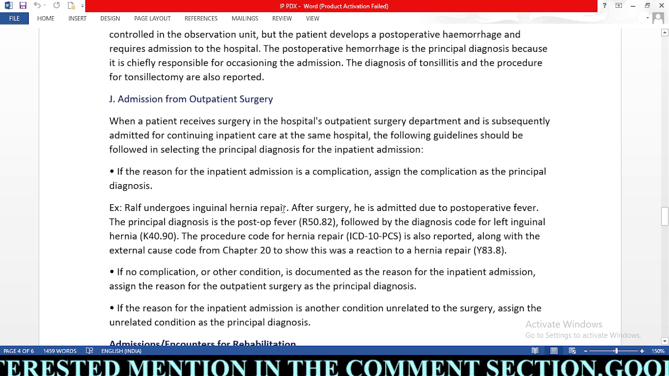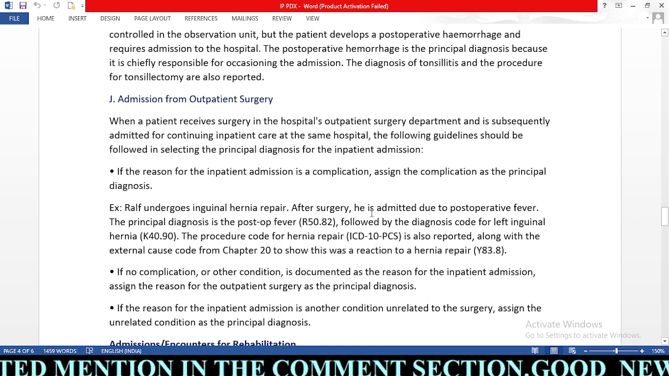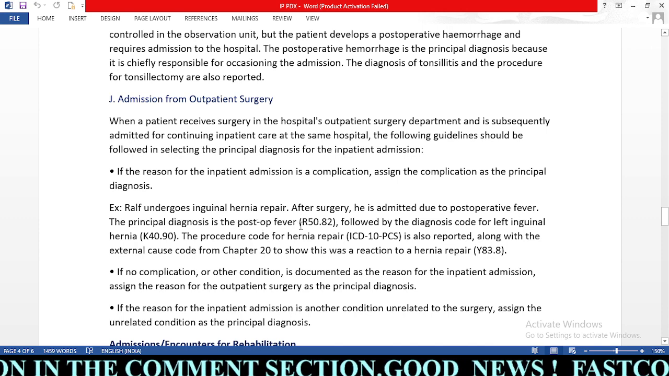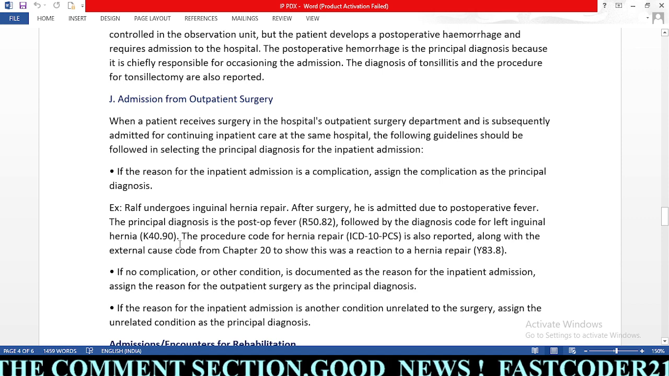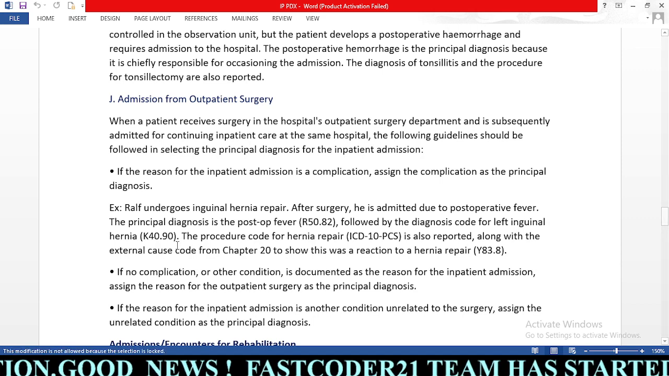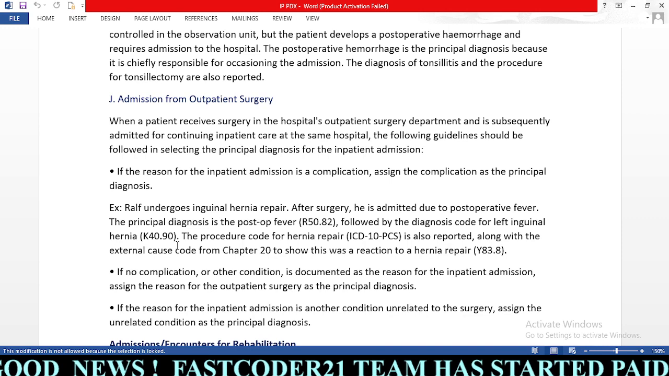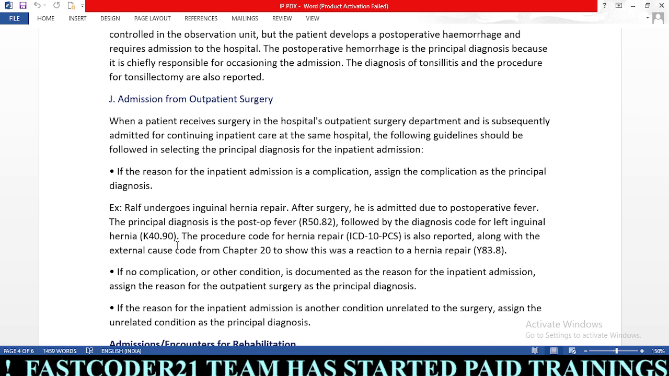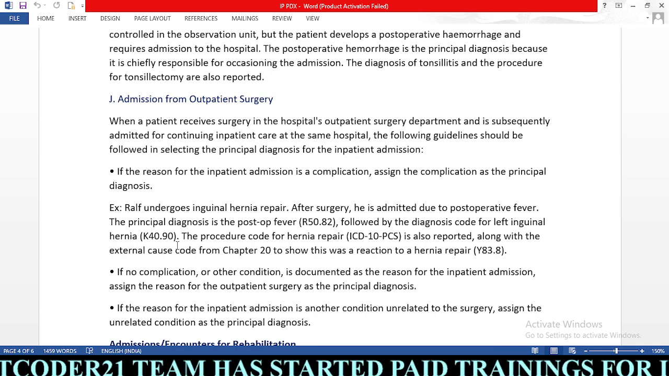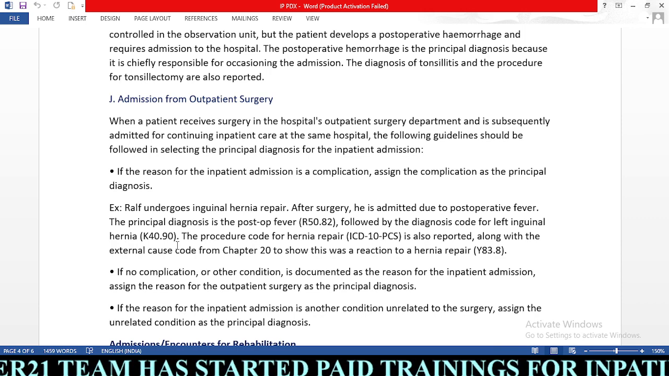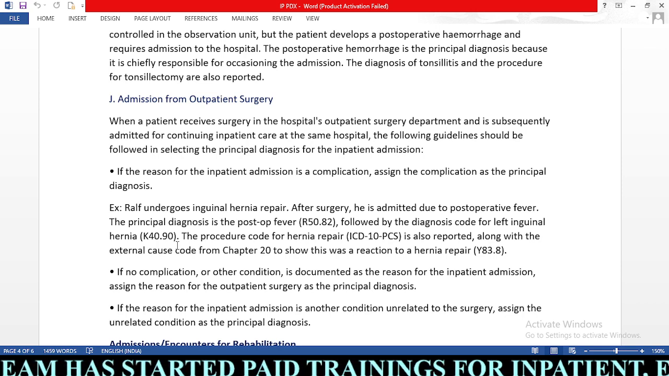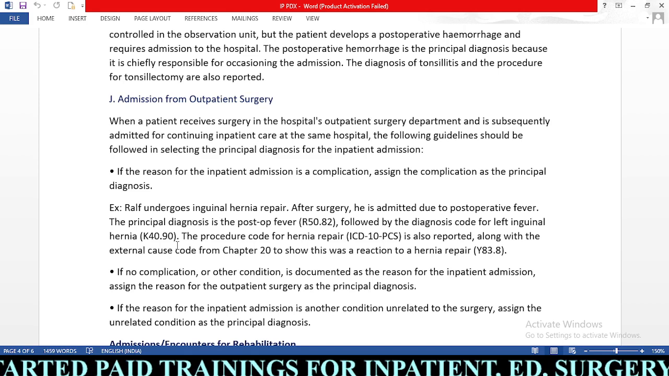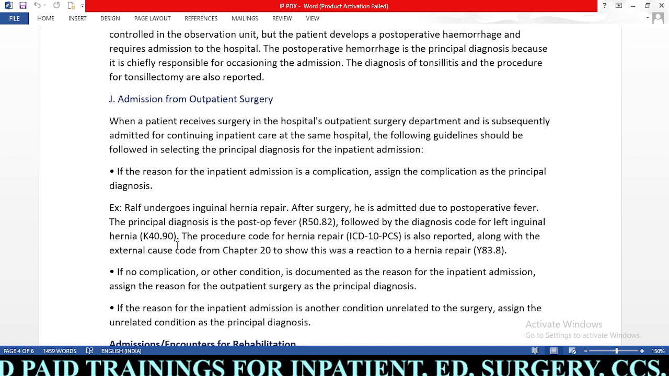Ralph undergoes inguinal hernia repair. After surgery, he is admitted due to postoperative fever. The principal diagnosis is the post-op fever followed by the diagnosis code for the left inguinal hernia. Here we need to assign the code for the inguinal hernia as well as the external cause code. So basically what happened here, the patient has post-operative fever. So whenever there is a complication because of the procedure, we need to code the complication as the PDX followed by the diagnosis for which the patient has had the treatment.